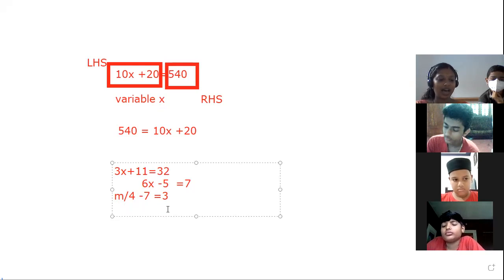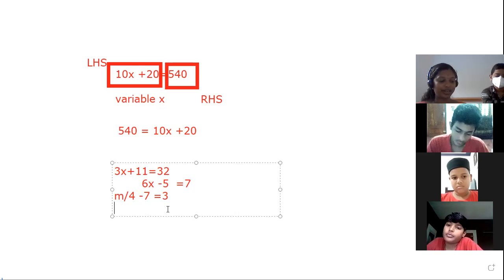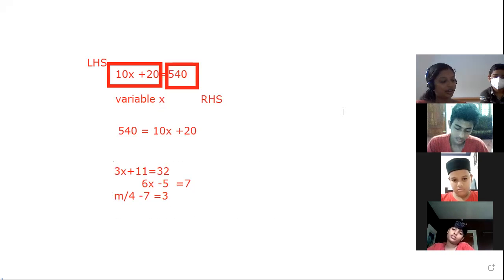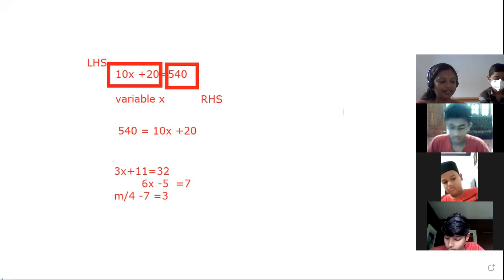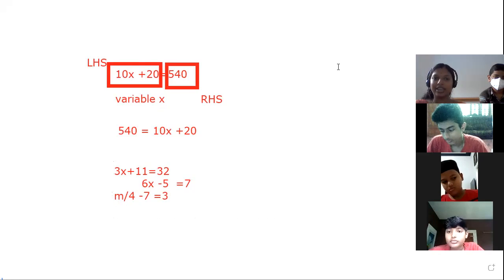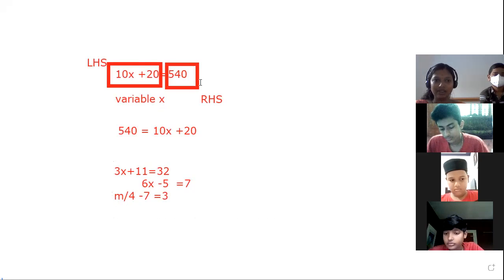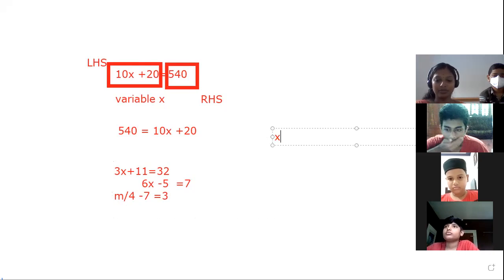Okay, what's our last question? 1/3 of a number plus 5 is 8. Here, the variable is not chosen. We can choose any variable, that is, any number. We can choose the number as x itself. Then 1/3 of that number means x/3.